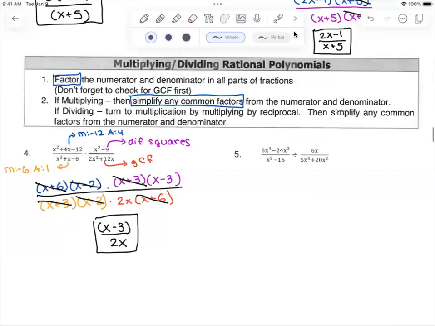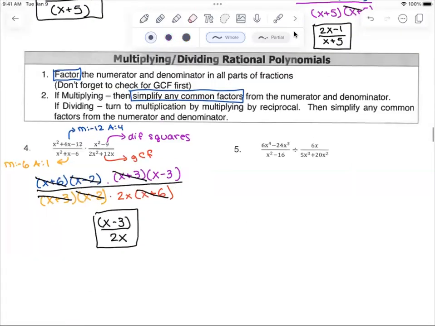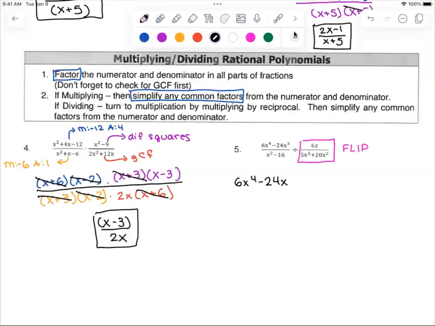Okay. If there is a division problem, it's going to be very similar to multiplication, except that you have to flip your second fraction. So you're going to flip this one right here. So I'm going to rewrite the problem just because it's easier then. This part stays the same. And to turn division into multiplication, you're going to flip the second fraction. So now 5x cubed plus 20x squared is on top. And the 6x is in the bottom, in the denominator.